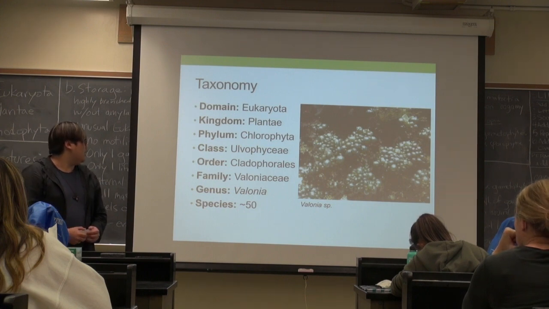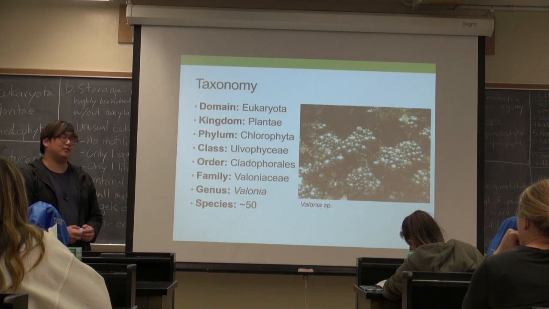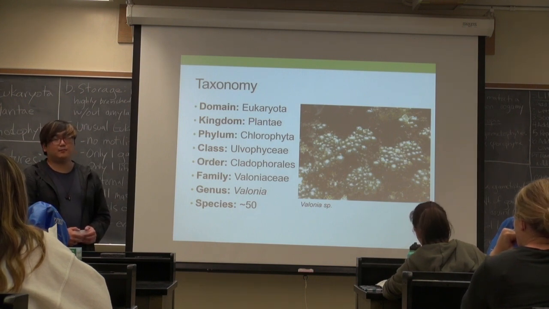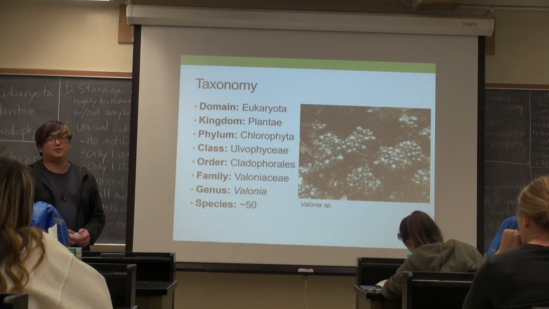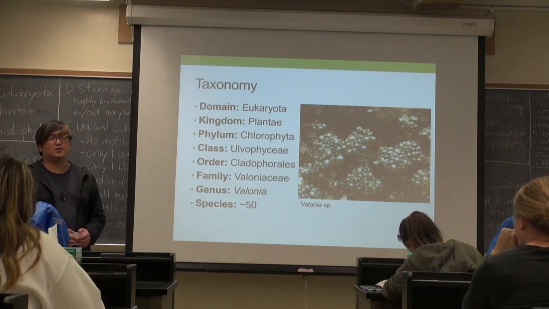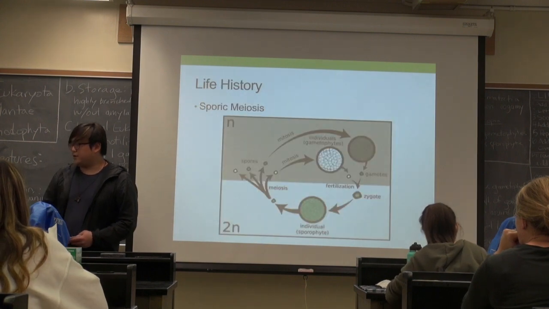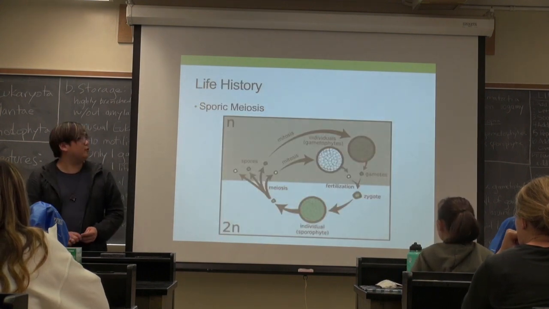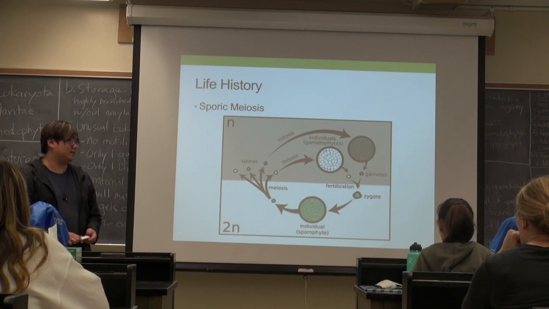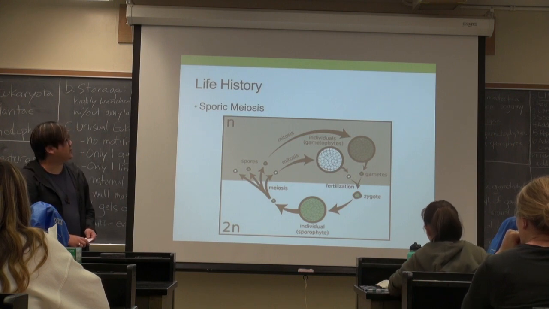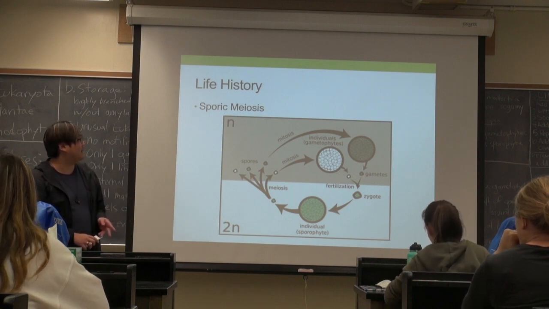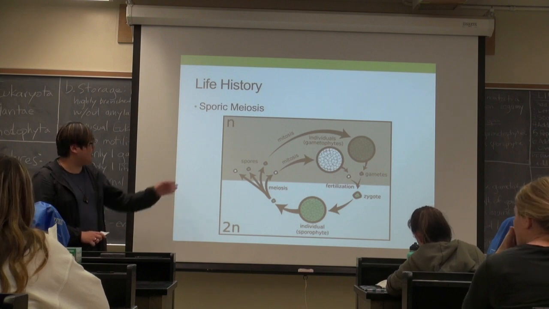So, its genus, or not, its species number, though, according to AlgaeBase, there are only about 50 species of Valonia that are characterized. There used to be more, but however, genetic testing has proven that some of those species are not actually Valonia. So, like other Cladophorales, it has sporic meiosis and is characterized by its alternation of generations between the diploid zygotic phase and the haploid sporic phase.